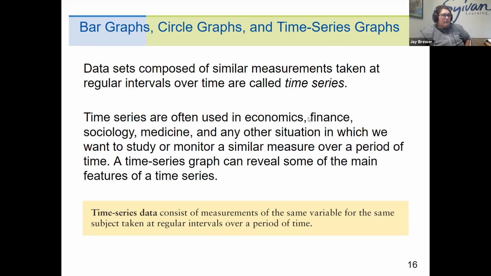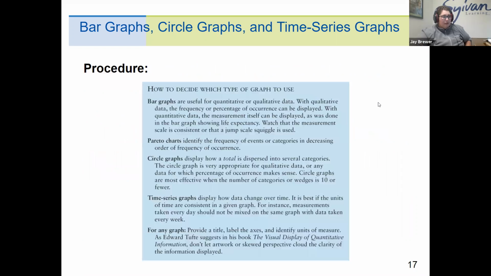All right, data sets composed of similar measurements taken at regular time intervals are called time series. Time series are often used in economics, finance, sociology, medicine, and other situations in which we want to study or monitor a similar measure over a period of time. A time series graph can reveal some of the main features of a time series. Time series data consists of measurements of the same variable for the same subject taken at regular intervals over a period of time. So a lot of medical trials are going to be able to represent their data in a time series graph.